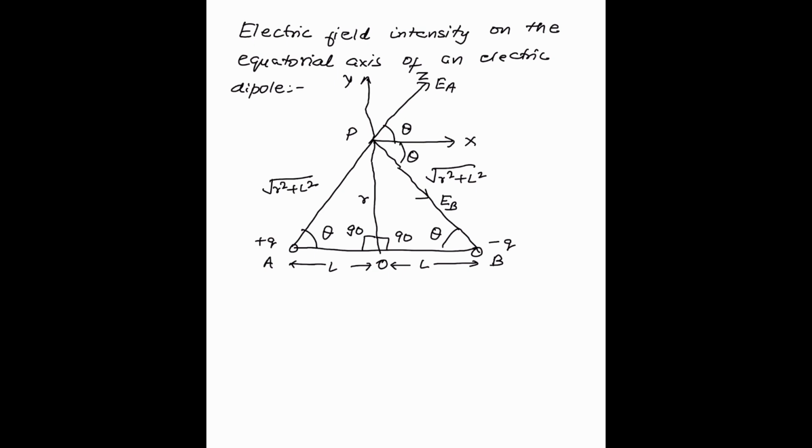Now this electric field EA is acting at an angle of theta to the horizontal. So it will have two components. One is the horizontal component, that is EA cos theta. The other is the vertical component, that is EA sin theta. Similarly, the electric field EB is also acting at an angle of theta to the axis PX. So it will have two components. One will be EB cos theta, which is along the x-axis, and the other will be EB sin theta, which is along the y-axis.